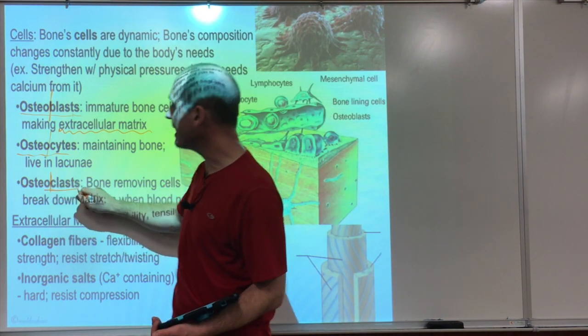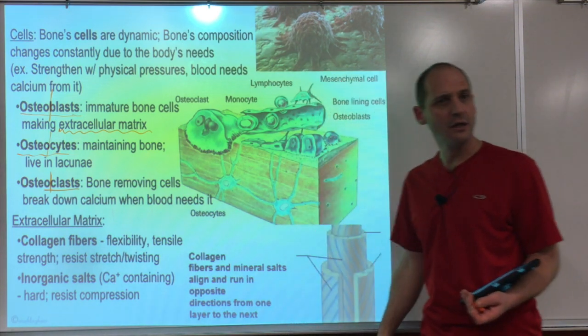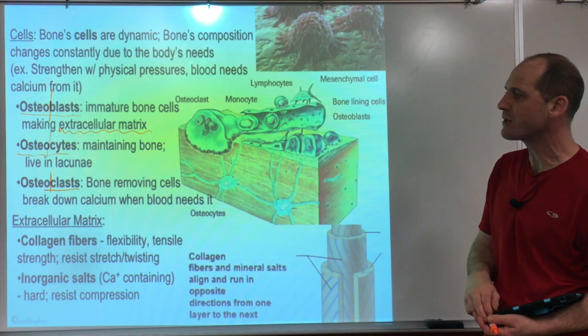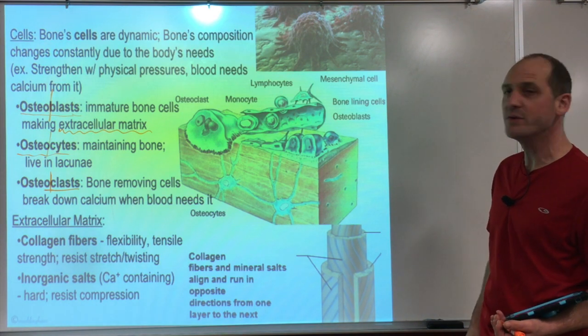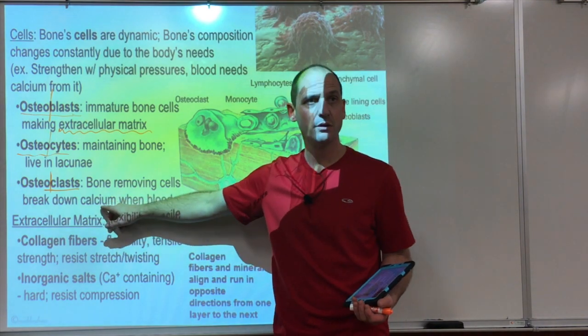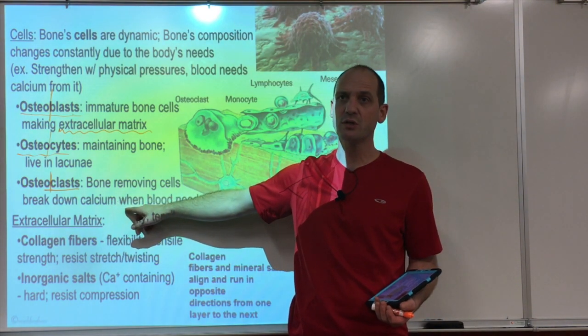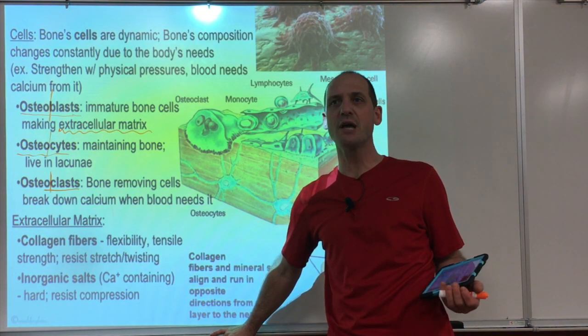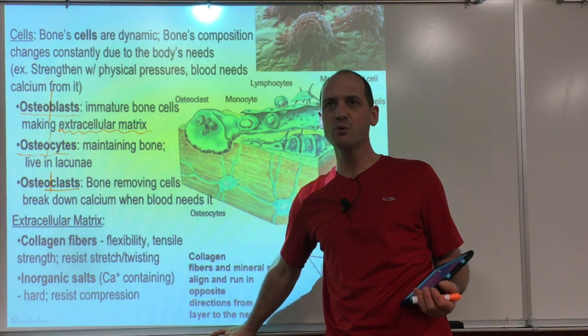And then we got clasts, osteoclasts. And osteoclasts are bone removing cells. They break down calcium when the blood needs it. They're actually immune cells. They come from the immune system. When you think immune cells, you often have eaters. They eat stuff because you need to get rid of stuff you don't want, the immune system.